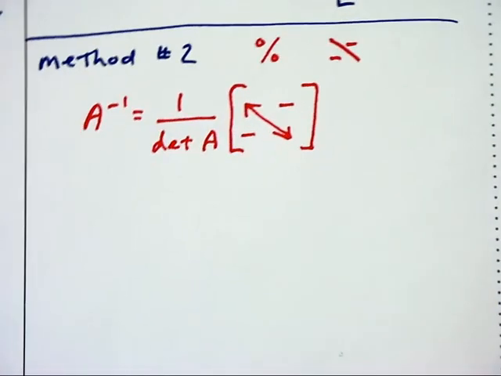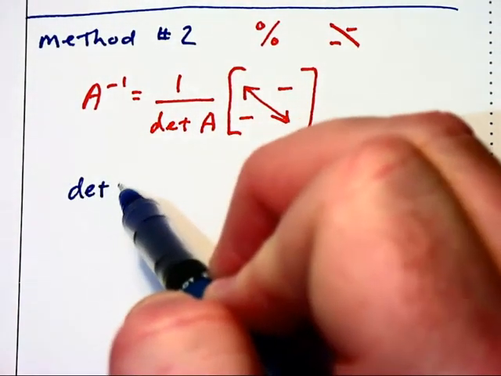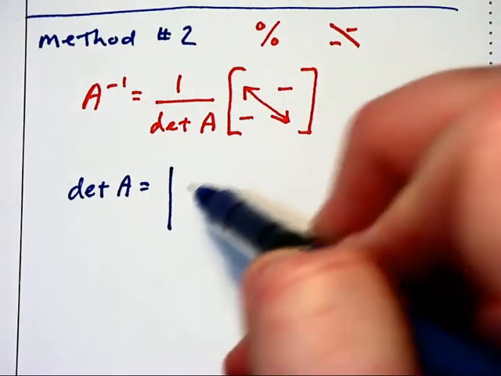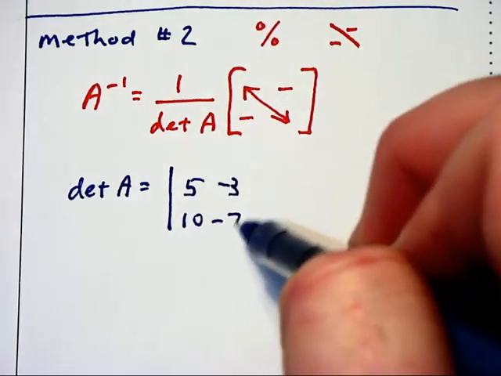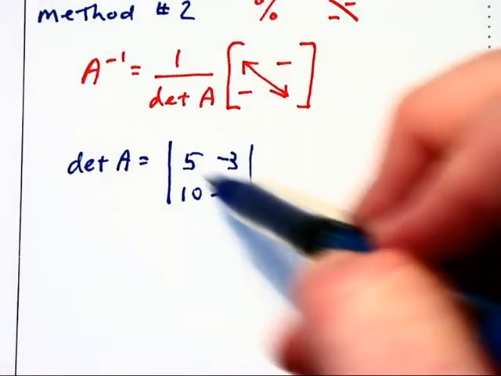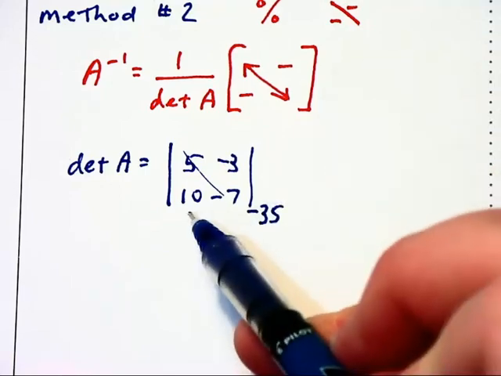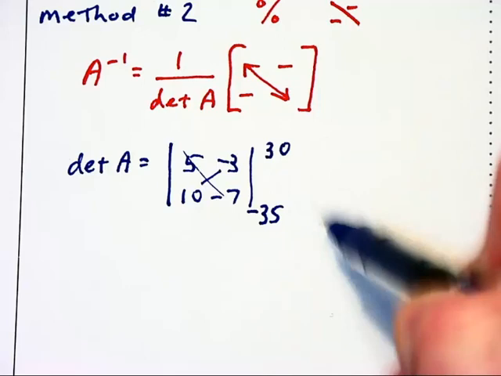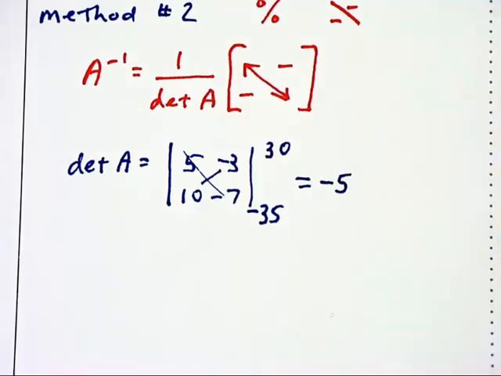Okay, let's talk about determinants here just for a second. The determinant of A in our case is going to be this determinant here, 5, 10, -3, and -7. I'm going to multiply down this main diagonal. 5 times -7 makes -35. The other diagonal I'm going to multiply upward to get -30, but change that to a +30. I'm going to add those two values together to get -5.